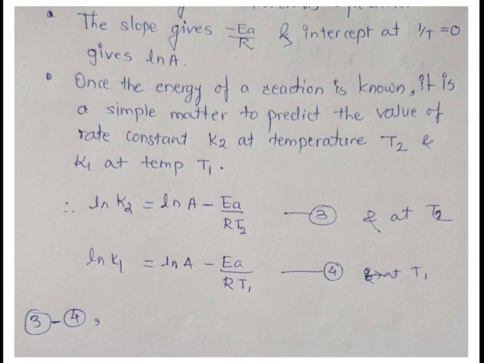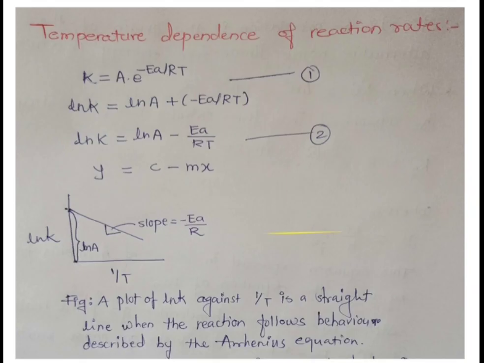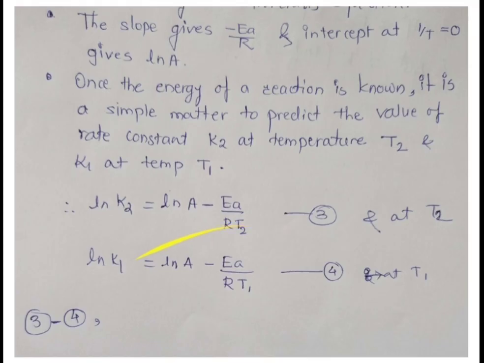So equation 2 can be written for rate constant k2 and temperature T2. In the same way we can write the equation for rate constant k1 and temperature T1. The same equation is written for T1 and T2 and k1 and k2. So I have written here ln k2 = ln A minus Ea/RT2.